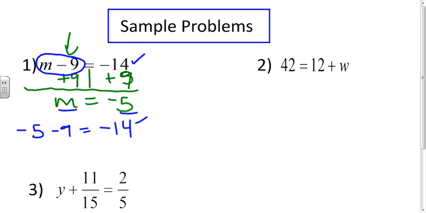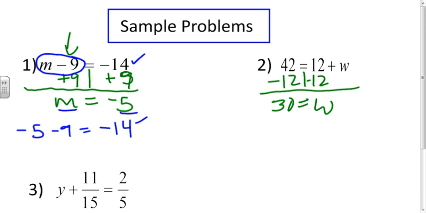In this next example, I have 42 equals 12 plus w. Again, I want to zero out my constant that's on the variable side. That constant's 12, a positive 12, so to zero it out, I'm going to subtract 12. But I also need to subtract 12 on the other side, because what I do to one side of the equal sign, I must do to the other. So 12 minus 12 plus w just leaves me with w. Carry down my equal sign here. 42 minus 12 is 30.